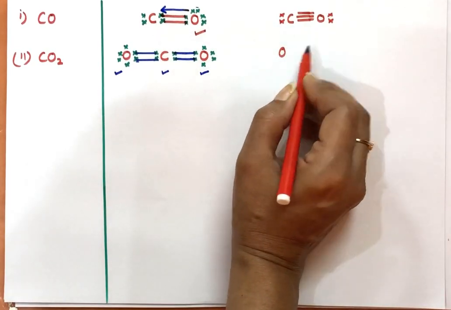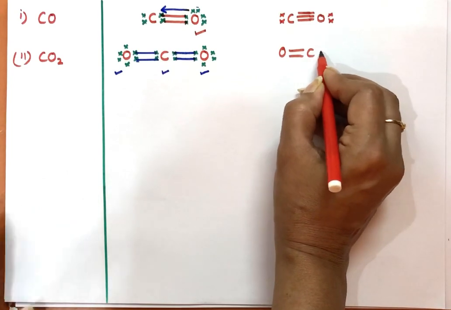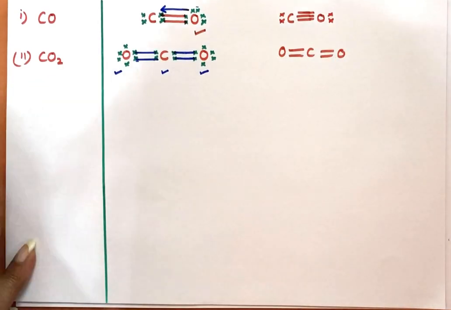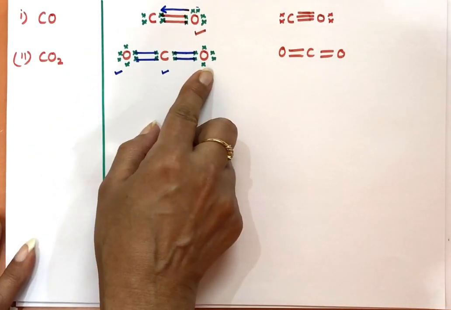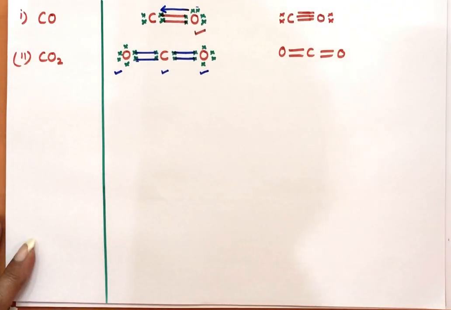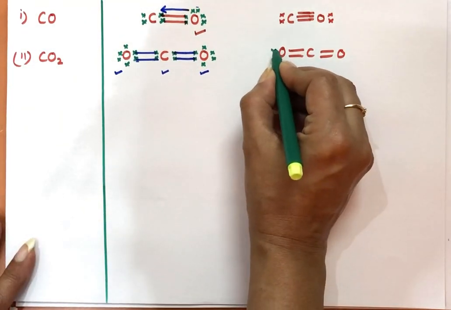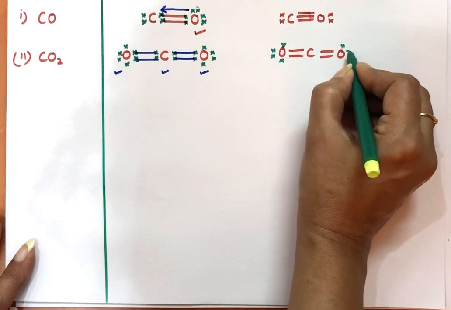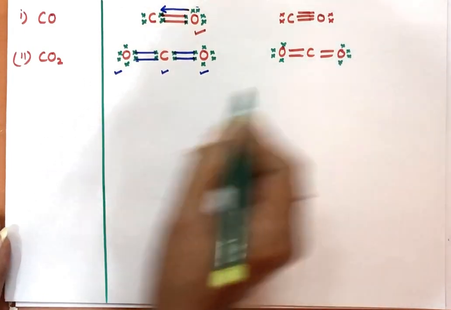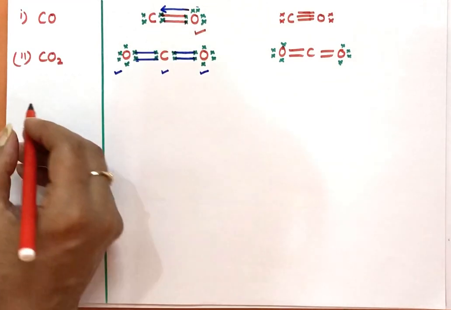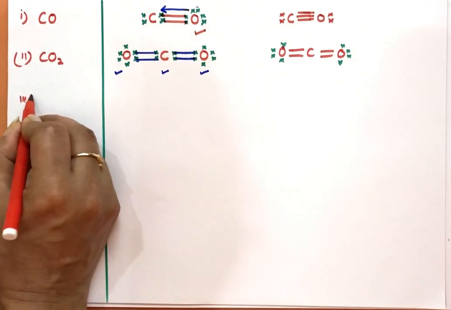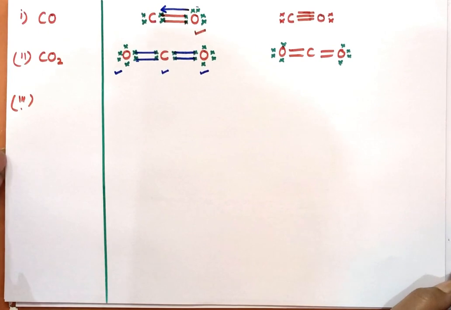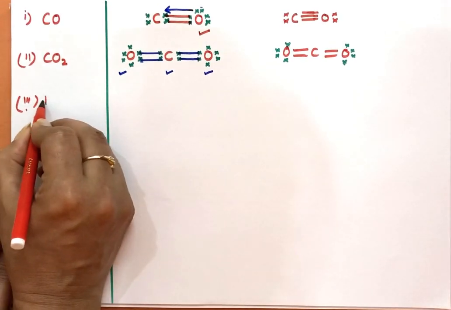So the structure is O double bond C double bond O, and this oxygen here has 4 electrons, and this oxygen also has 4 electrons. That means 2 lone pairs of electrons are here on each oxygen atom. So this is the Lewis structure of carbon dioxide. After carbon dioxide, next example, O3 example I have just covered, so I am not writing it here.